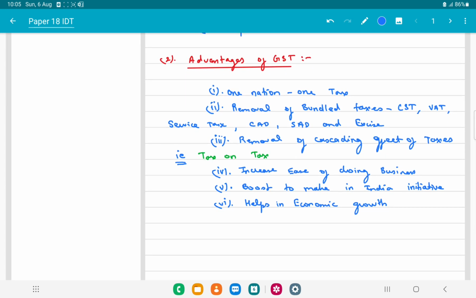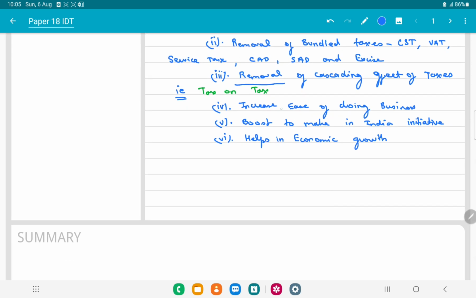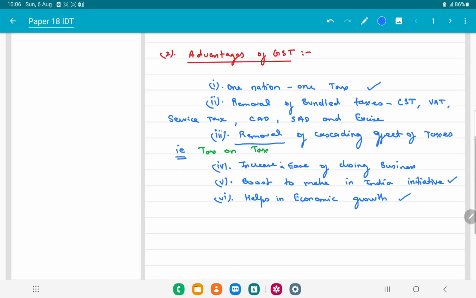What are the advantages of GST? It is one nation, one tax, only GST. There is a removal of bundled taxation, as I was telling you. CST, VAT, service tax, excise duty, everything is now removed. Only one tax is levied. There is a removal of cascading effect. Earlier there was a cascading effect, now it is removed. There is an increase in ease of doing business. There is a boost to the Make in India initiative, and it also helps in economic growth. So these are the advantages of GST. One nation, one tax.